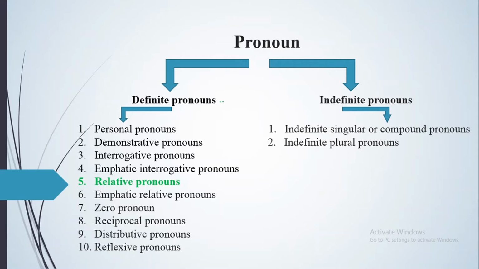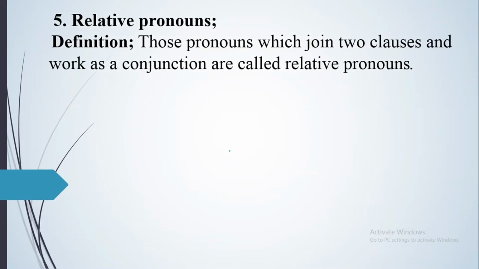Today we have got the fifth kind of definite pronoun that is known as relative pronouns. So let's discuss what the relative pronouns are. The definition: those pronouns which join two clauses and work as a conjunction are called relative pronouns. And what is a clause? A group of words which has a subject and predicate. Sometimes it gives clear and complete meaning, sometimes it does not. So those pronouns which join two clauses and work as a conjunction.